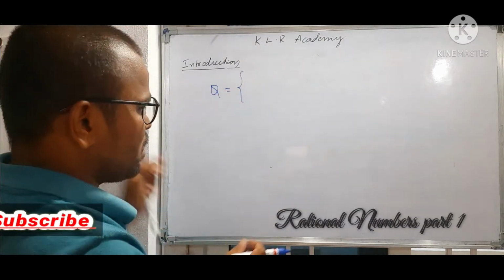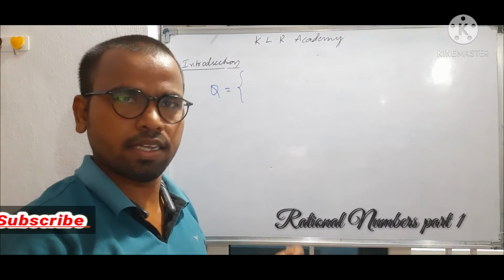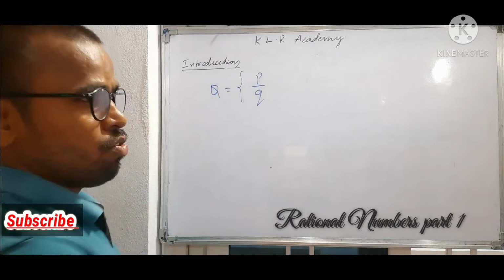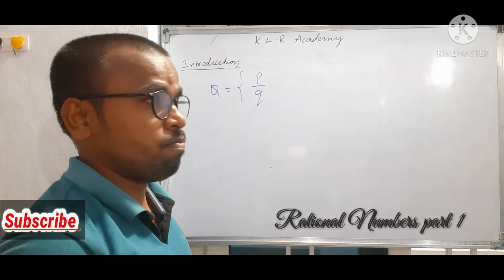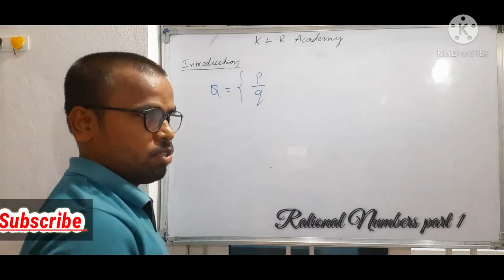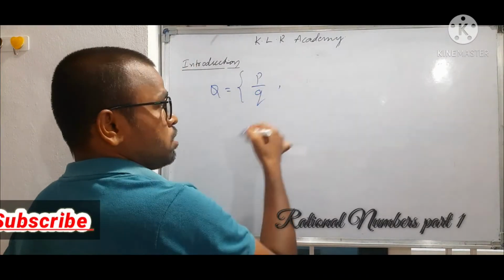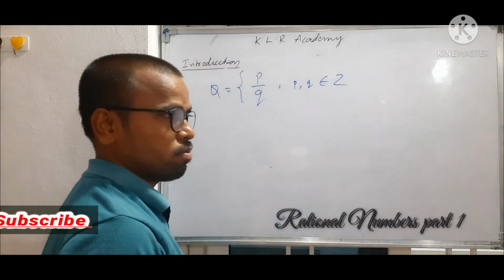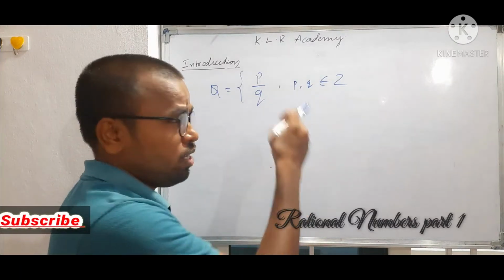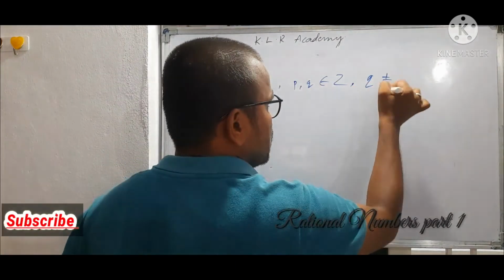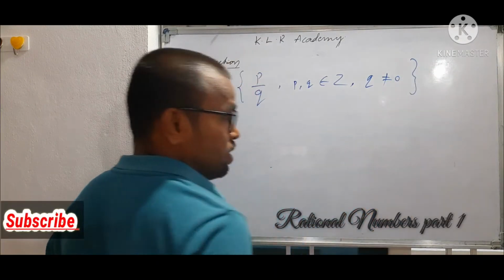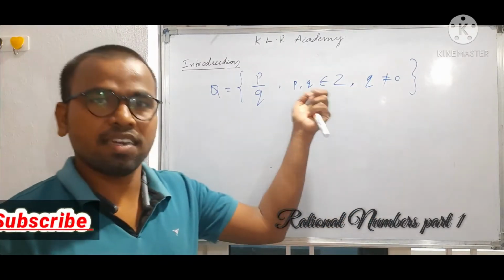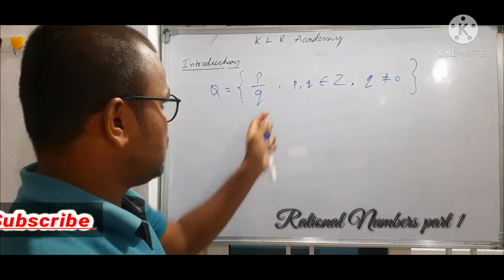Rational numbers are not defined as negative numbers, 0, positive numbers like this, but they can be defined in some form. It may be p by q form, m by n form, x by y form. Any two different variables you can consider, and these two variables, p and q, must belong to integers. If there is a fraction, any fraction we can consider, but terms and conditions apply.